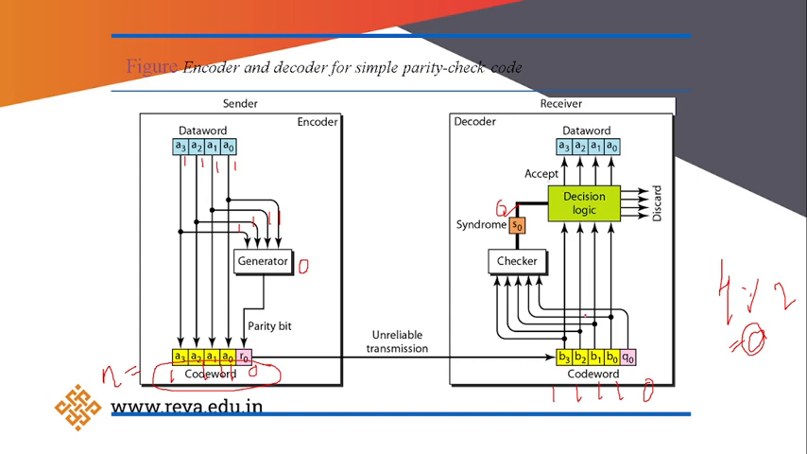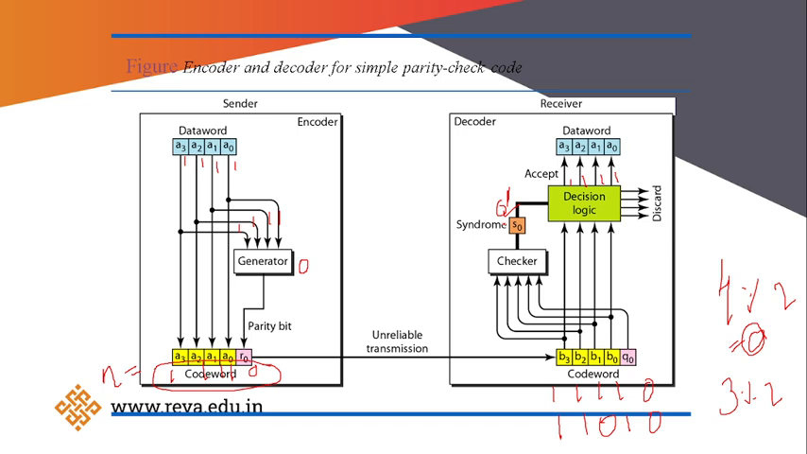Then it will extract only the data word, that is 1 1 1 1, and give it to the application. Okay, think that the data word is changed. Instead of 11110, we have received 11010. Okay, now the checker will do the same function. It will add all the bits, 1 plus 1 plus 0 plus 1 plus 0, which is nothing but 3. 3 mod 2 you will get, which is nothing but 1.